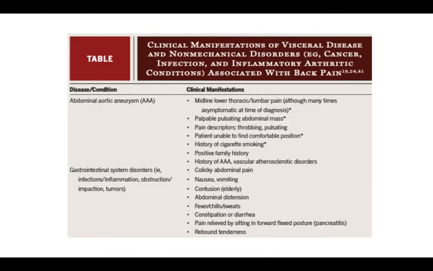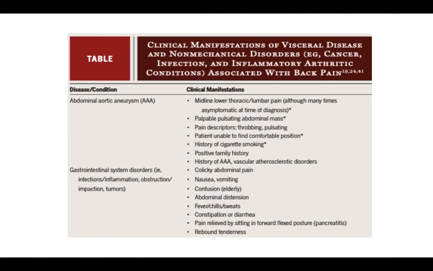So when it comes to differentiating abdominal aortic aneurysms and GI system disorders such as infections, inflammation, or even tumors, it's important to note the main differences. So when it comes to the AAA, you are most of the time going to have a palpable pulsating abdominal mass. And if everyone just goes a little bit below your xiphoid process and presses inwards to the posterior side, you should feel a pulse within your finger pad.